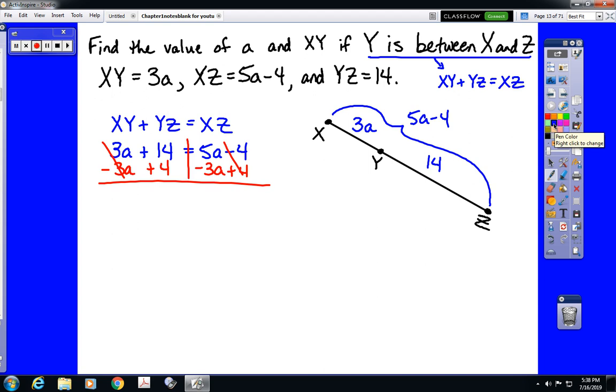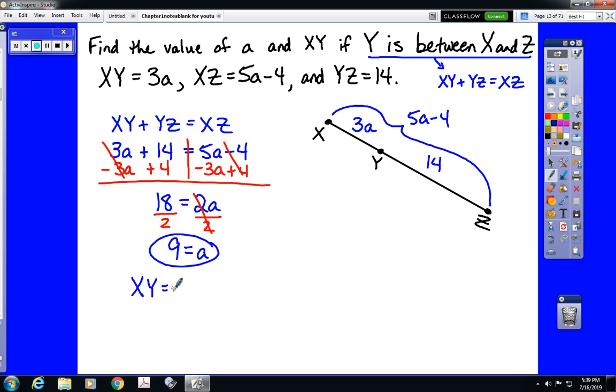And that will give us 18 equals 2a. Divide by 2 on each side to get a by itself, and we get that a is 9. Now just like on the ACT or SAT, we have to check and see if we're done. We have found the value of a, but we're also supposed to provide the length of XY. Well, XY is 3a, so 3 times 9, or 27. And they do not give us units, so we would say XY is 27 units.